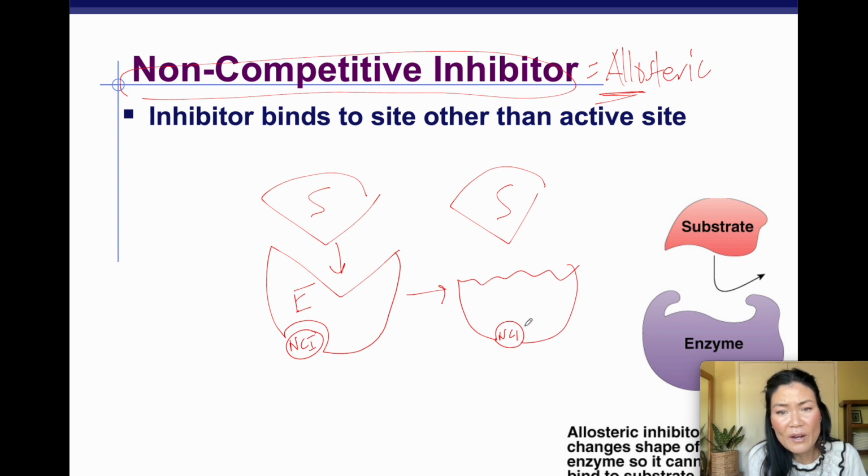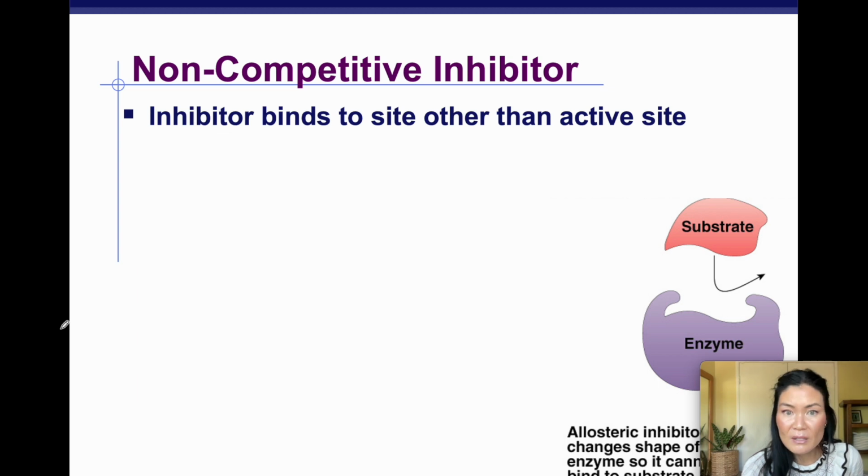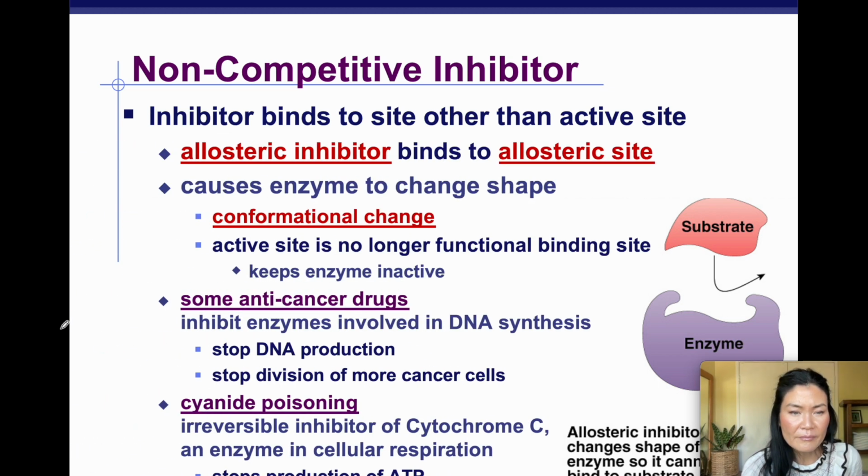So there's somewhere else on the enzyme that the allosteric inhibitor binds to, and it ends up changing the shape of the active site so the substrate can't bind. Okay, so that's how an allosteric inhibitor or non-competitive inhibitor will inhibit the enzyme action. So it changes the shape of the enzyme so the active site is no longer a functional binding site. And there are some anti-cancer drugs that work as a non-competitive inhibitor. It stops DNA production in cancer cells.